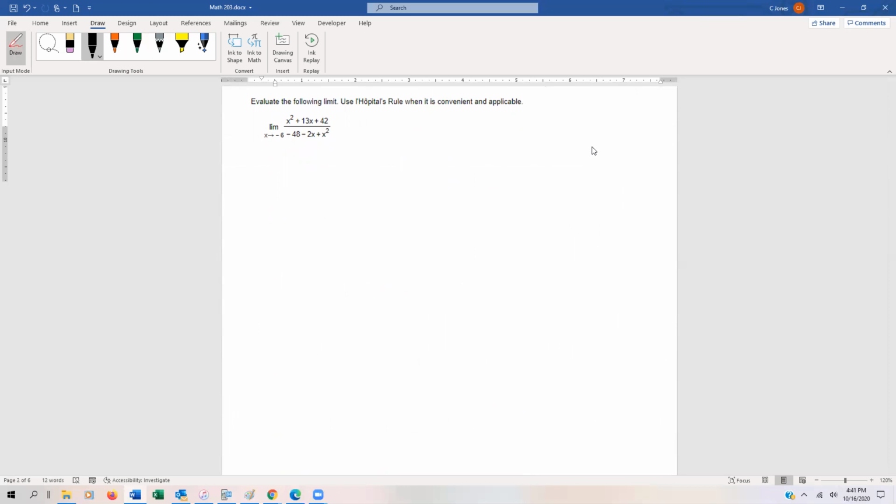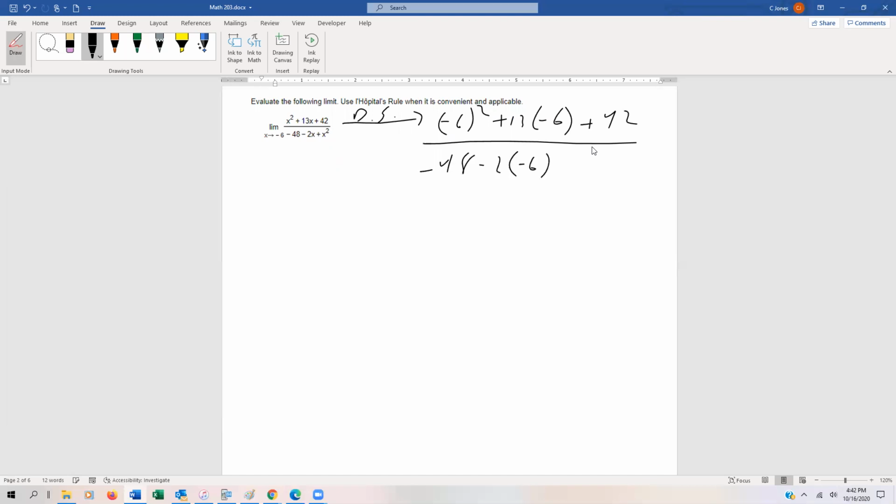The limit as x approaches -6 of x squared plus 13x plus 42 divided by -48 minus 2x plus x squared. So let's try direct substitution first. And this is what we did all the way back in chapter 2. So by direct substitution, we would have -6 squared plus 13 times -6 plus 42, and we would divide that by -48 minus 2 times -6 plus -6 squared.